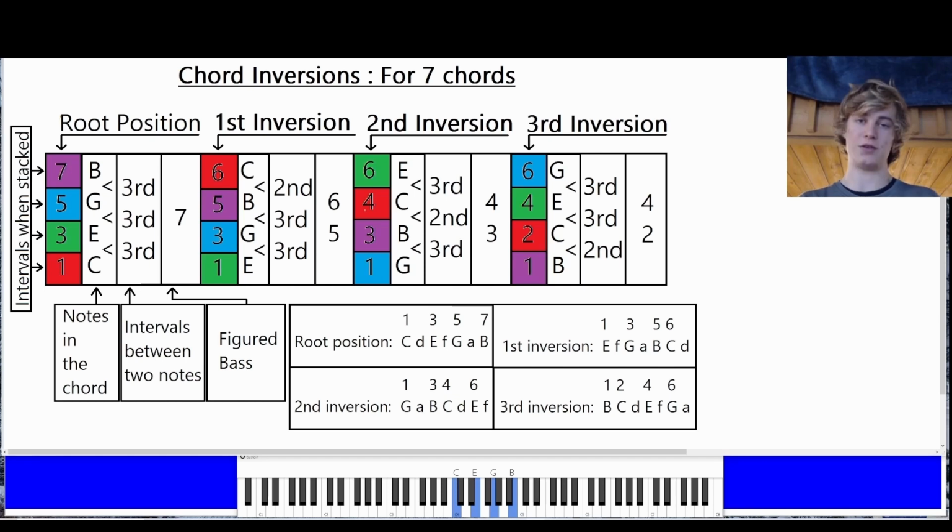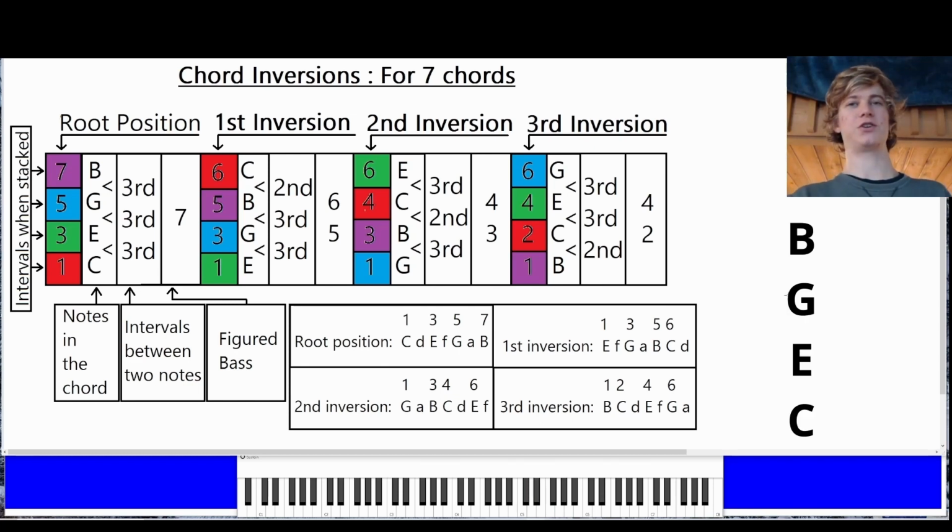Now if I want to build a third inversion 7th chord, I'm going to take these first 3 notes, or my 1, 3, and my 5, and I'm going to put all those on top of the chord. So now instead of having C, E, G, and B, I have B, C, E, and G. Okay, now just to quickly show you that visually in case that didn't click.